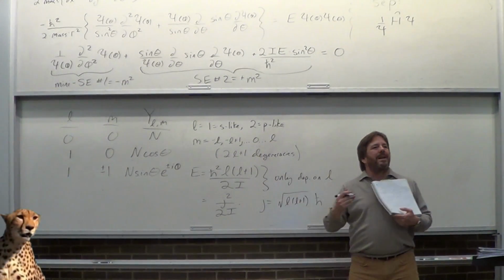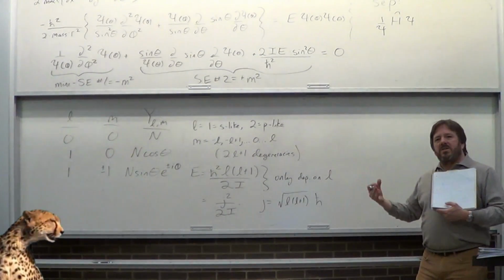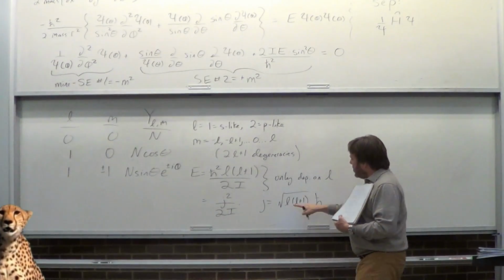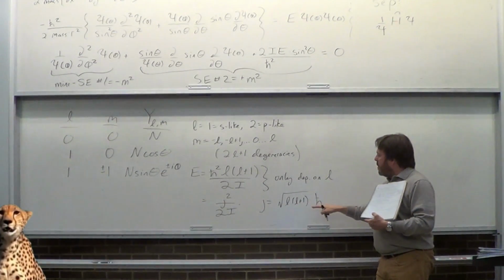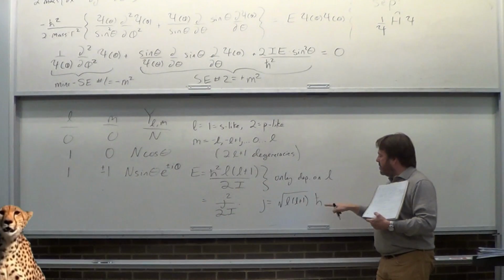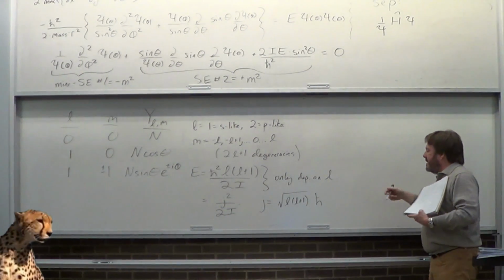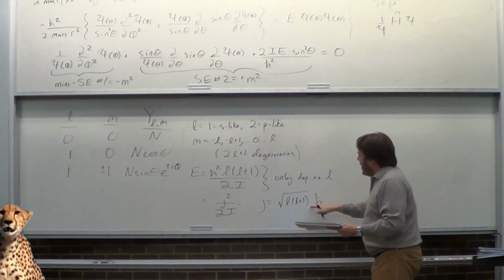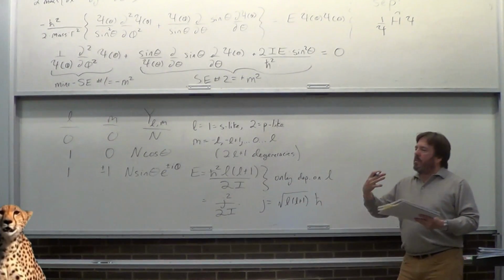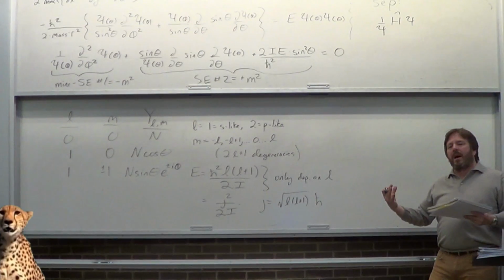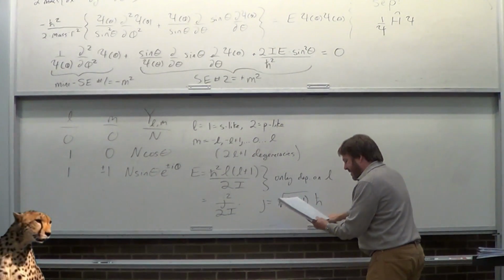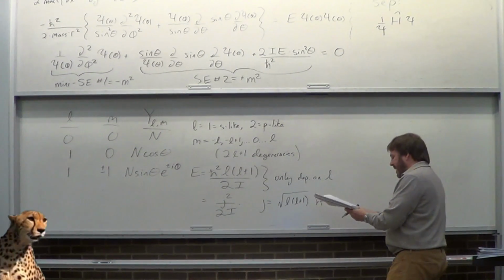And then when we go to 3D, not only do we get more degeneracies, but we get this little complication. It's not L H bar, it's the square root of L times L plus 1, times H bar. I don't know what to make of that. It is what it is, but it makes it harder to see how the 2D and 3D aren't that different. I just thought that's kind of neat.